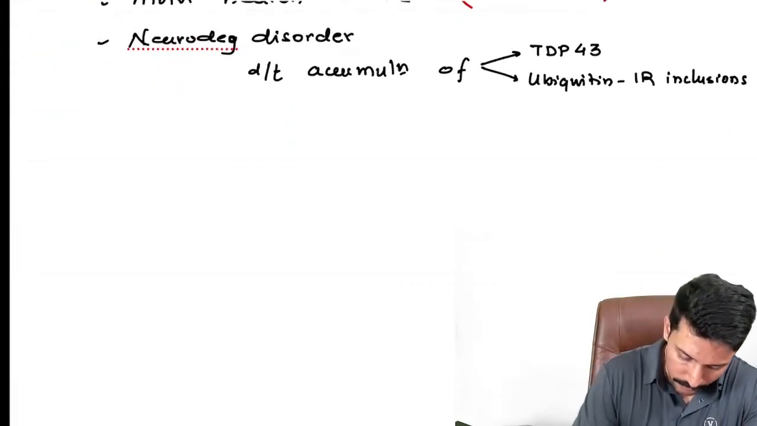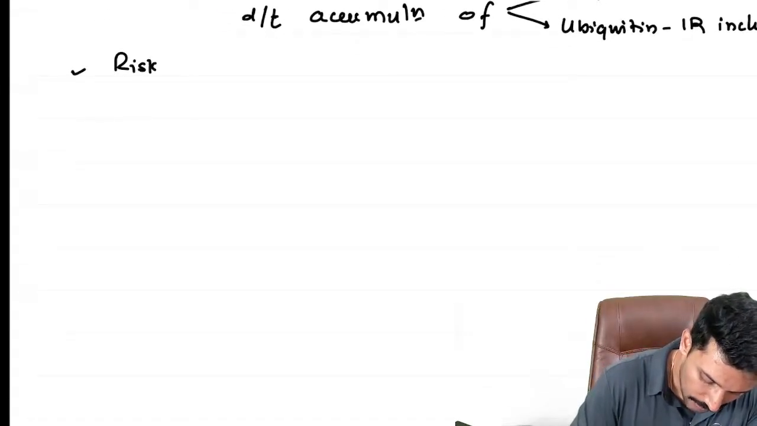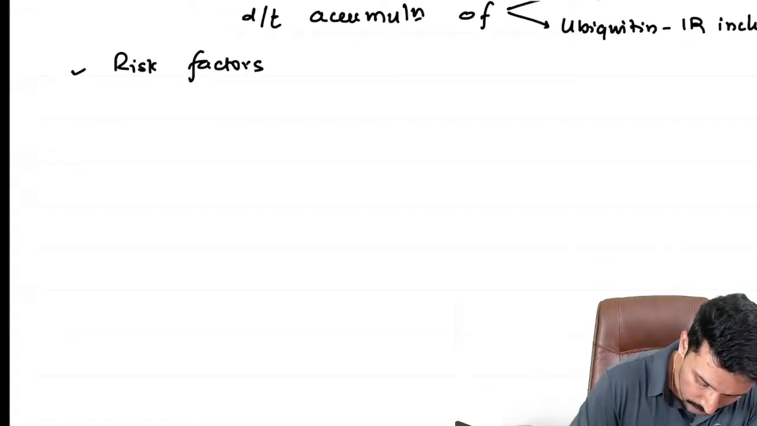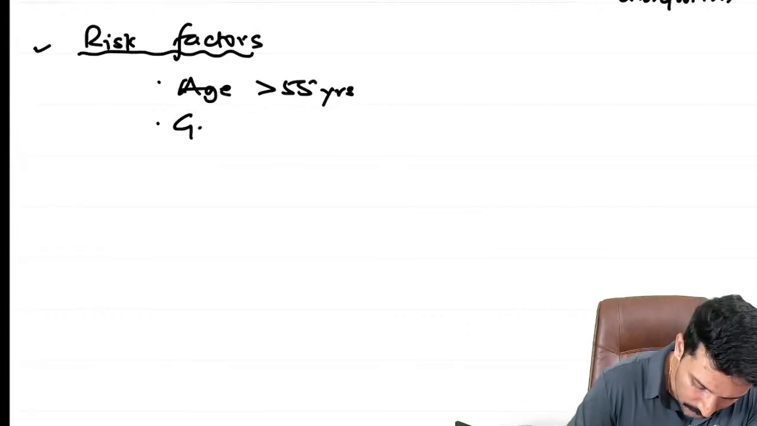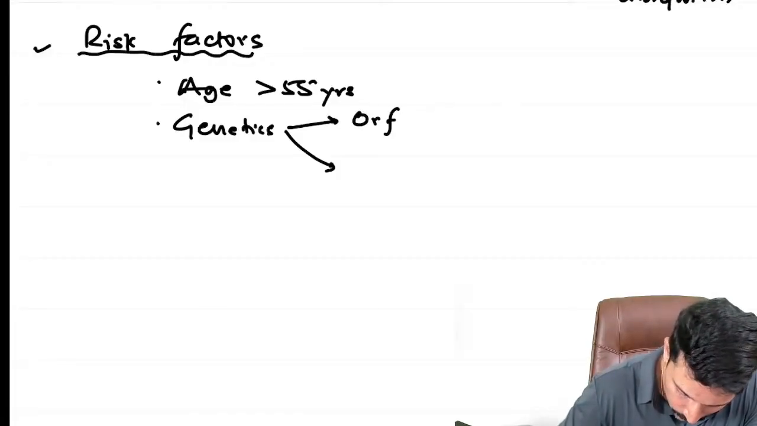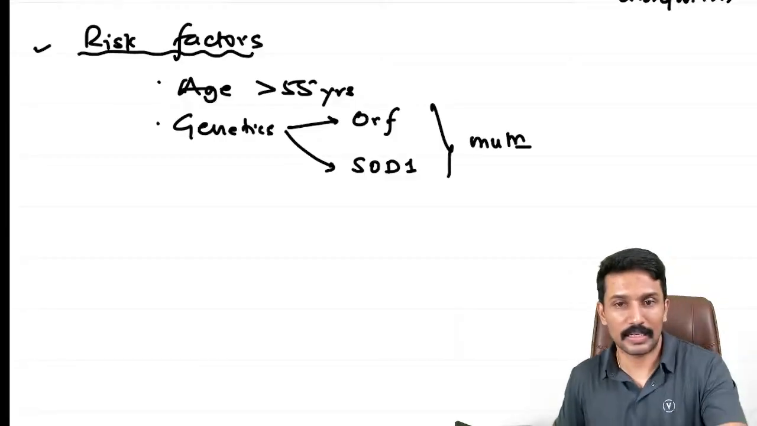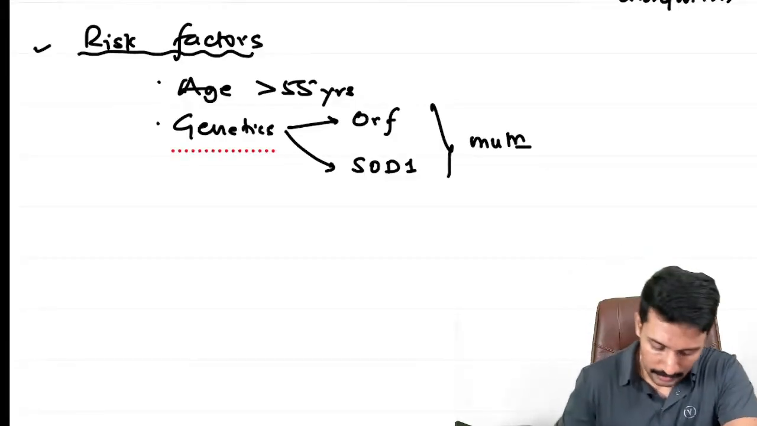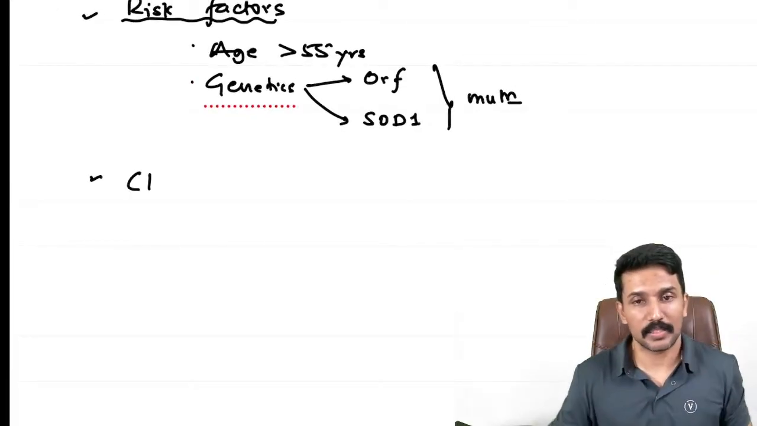Now, we don't know the exact cause of amyotrophic lateral sclerosis. We only know the risk factors. The key risk factors I want you to remember are age more than 55 years, that is elderly people. And then genetics plays an important role. When we're talking about genetics, mainly I want you to remember mutations in C9ORF72 and superoxide dismutase 1 genes. These mutations increase the risk of someone developing amyotrophic lateral sclerosis. And when they develop it, UMNs and LMNs randomly start dying.